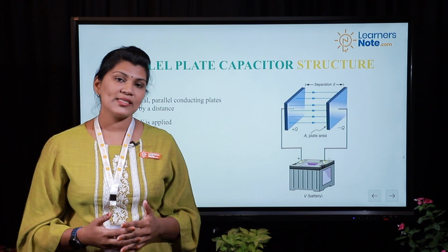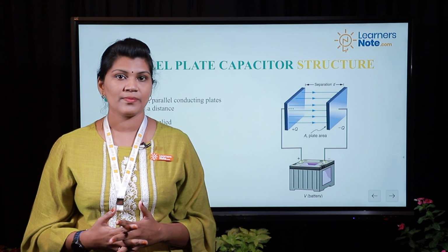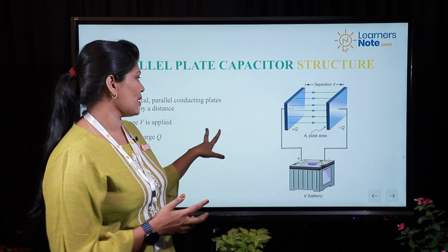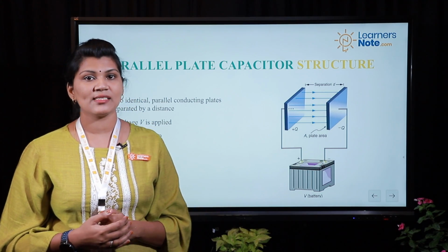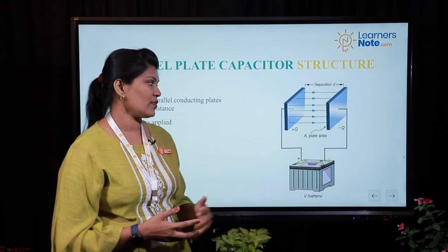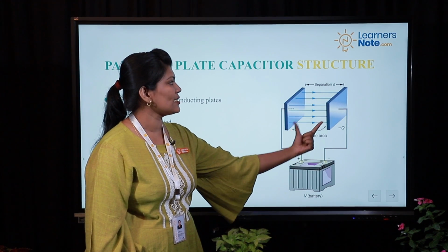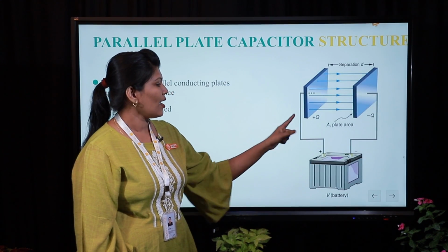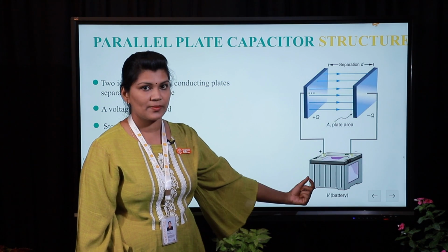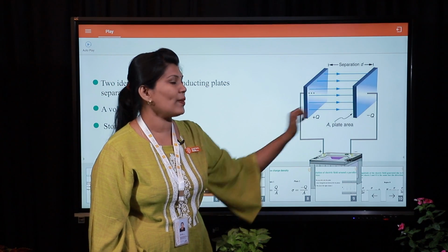The basic structure of a capacitor consists of two parallel plates. It consists of two plates separated by a particular distance d, and A is the area of the plate. Here we can see that there are two plates separated by a particular distance d, and a battery is connected with the two plates of that capacitor. This battery is used for storing the charges on these two plates.